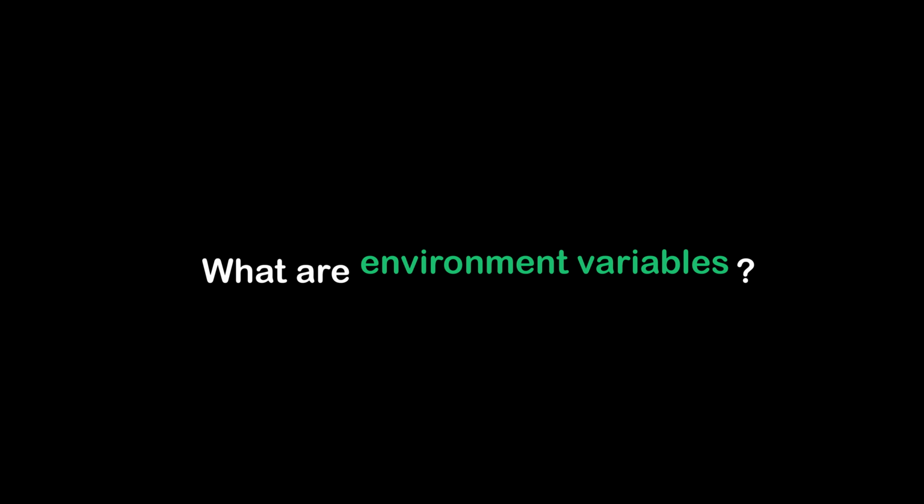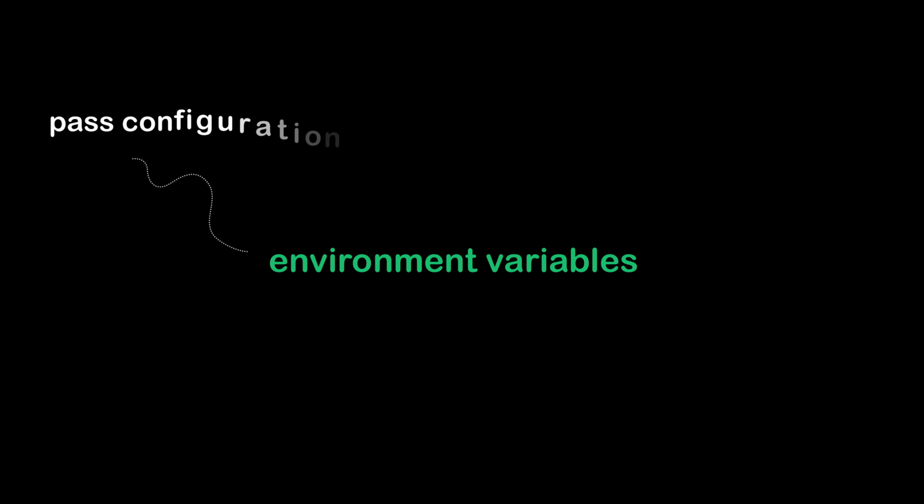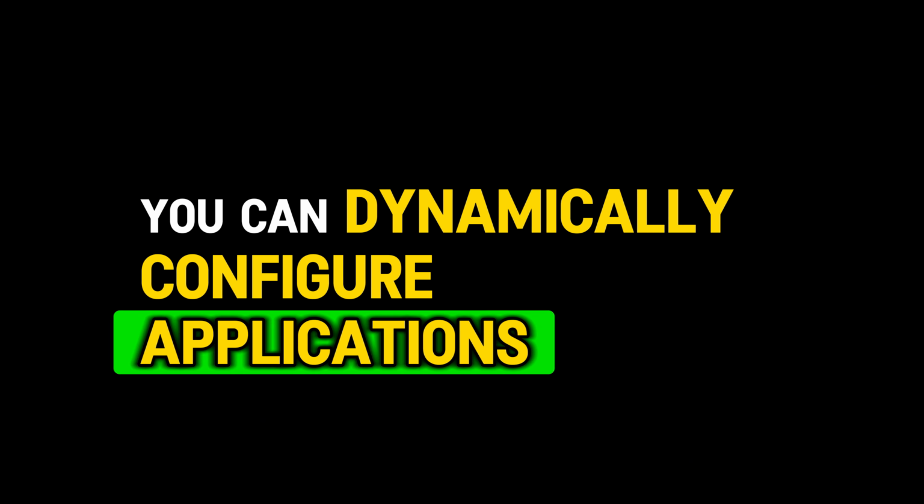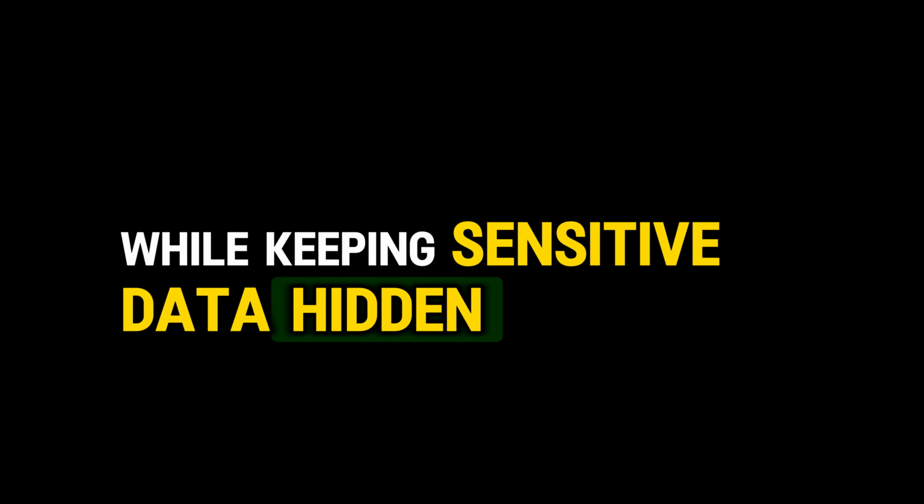Well, in simple terms, they are key value pairs used by the operating system to pass configuration data to applications. They also provide a secure way to handle sensitive information, such as API keys or database credentials, without hard-coding them directly into the application's codebase. By using environment variables, you can dynamically configure applications while keeping sensitive data hidden and separate from the source code.